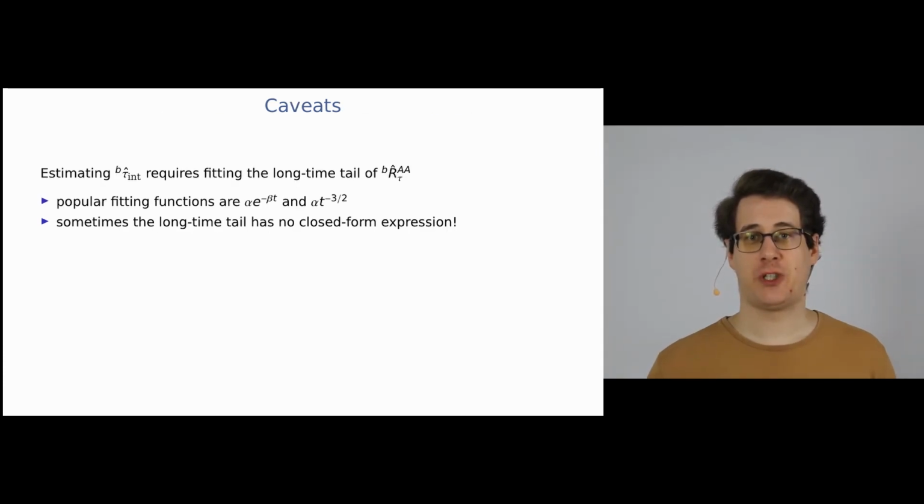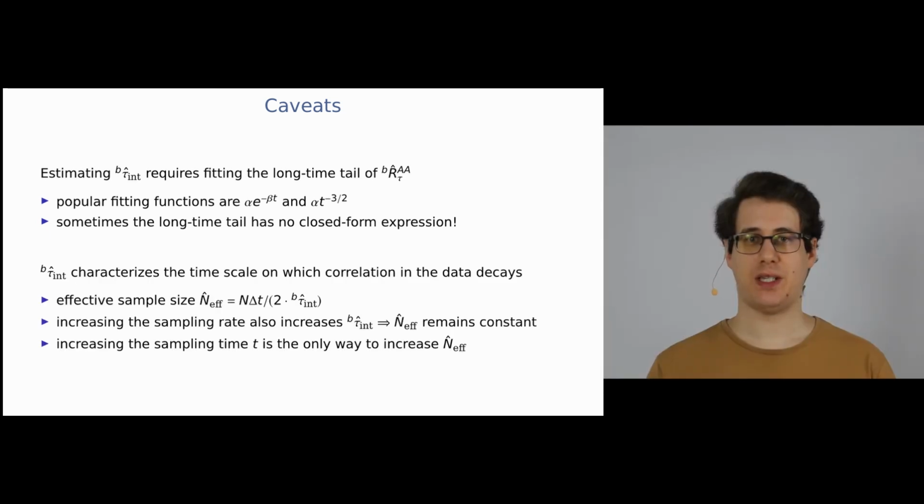The autocorrelation function looks exponential, but in most cases it is not, and you will have to fit some power function to get the asymptote. Tau int characterizes the timescale on which correlation in the data is decaying. You can use it to estimate the effective sample size, which gives you an idea of how many data points in your time series are truly independent.